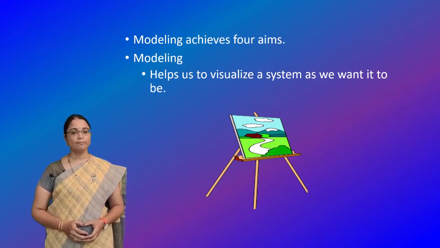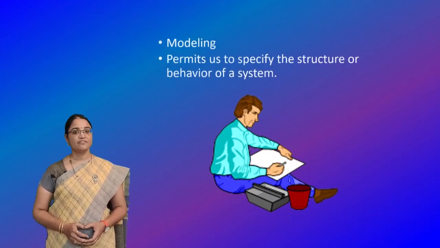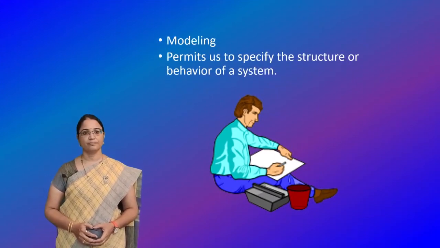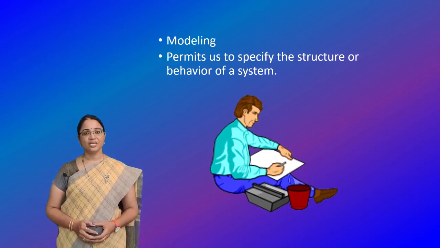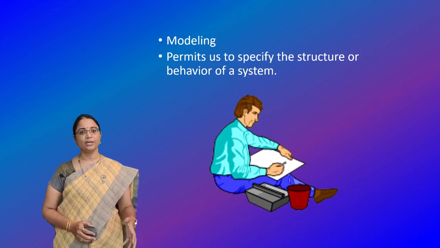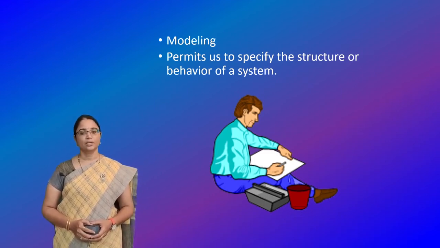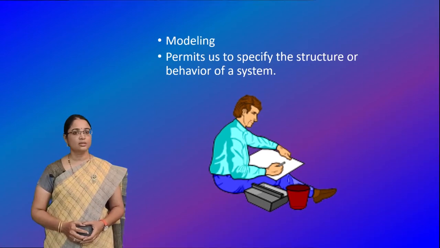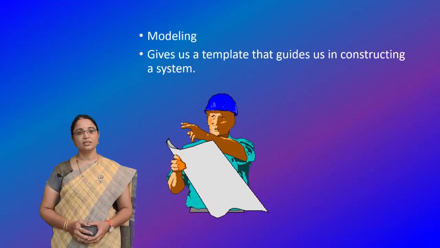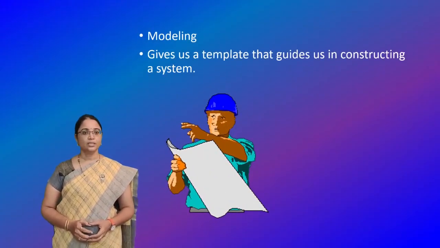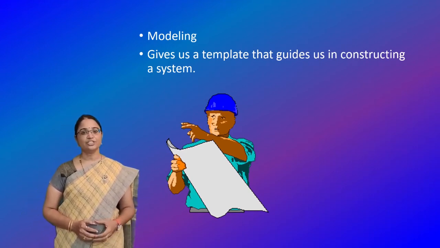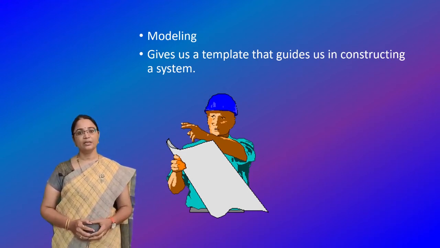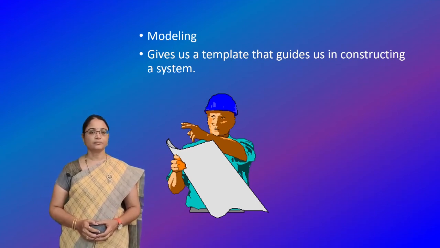Next, modeling permits us to specify the structure or behavior of the system. Here, specifying means UML provides the means to model precisely, unambiguously and completely the system in question. Next, modeling uses a template that guides us in constructing a system. Here, constructing means the models built in UML have a design dimension to it. These are language independent and can be implemented in any programming language.